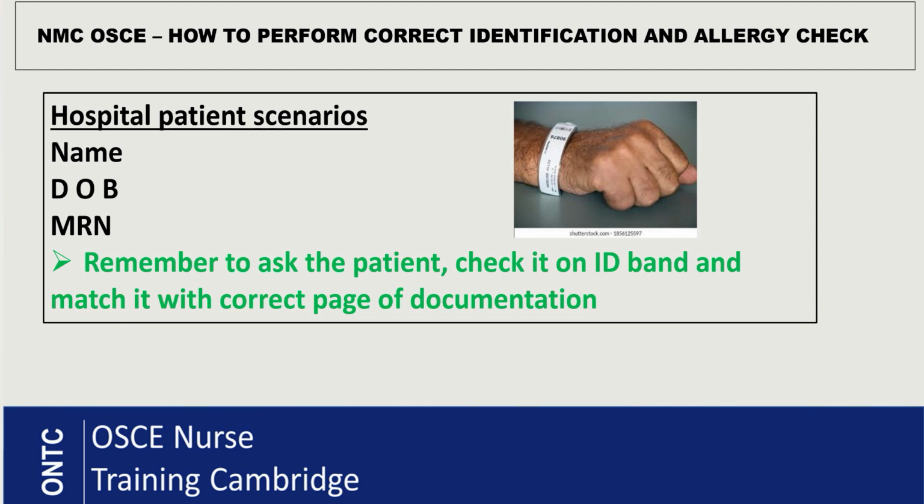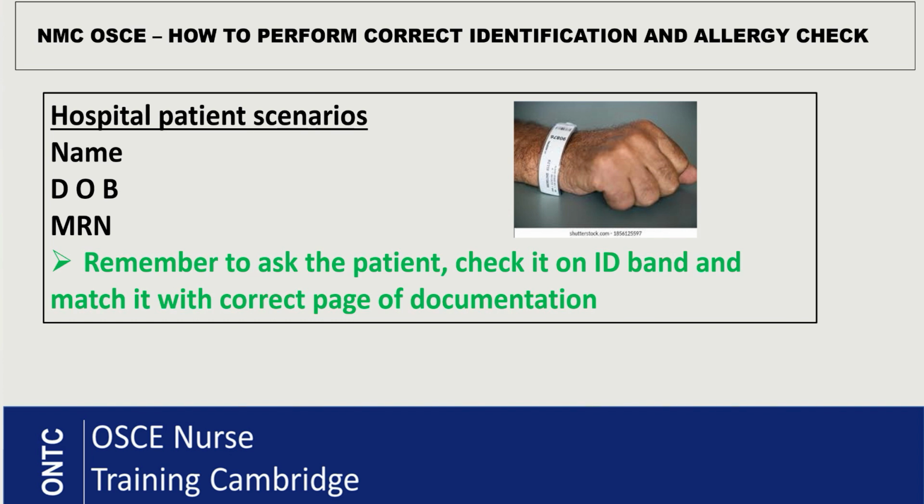So let's look at the ID check first. For the ID check, if the patient is in hospital, you need to ask for the name of the patient, the date of birth and the MRN number. The MRN number is the medical record number. Every patient admitted to a hospital will be allocated an MRN number. That's what it means.